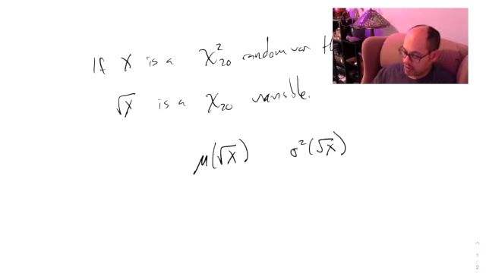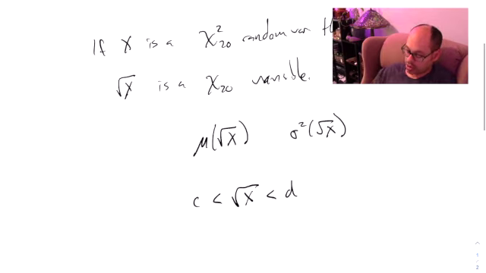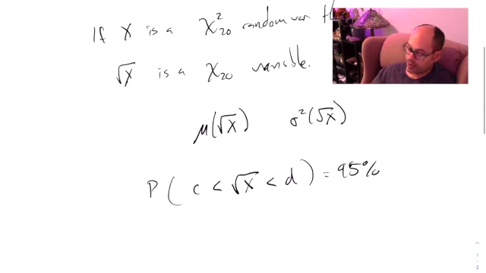So let's suppose, knowing that this is very normal, we would then quickly be able to get some numbers c and d, such that root x is between these two things. So the probability of that would be, let's say, 95%. And you can find these c and d just because you have a normal variable, and if you know the mean and variance, then you can translate that to a standard variable and look it up on a chart. We'll do that in a moment.